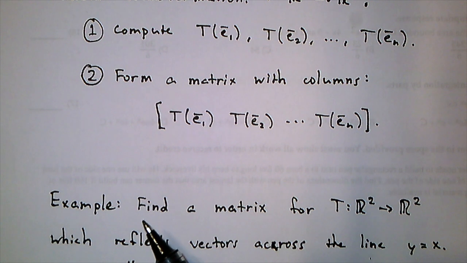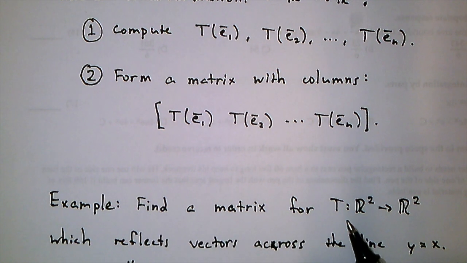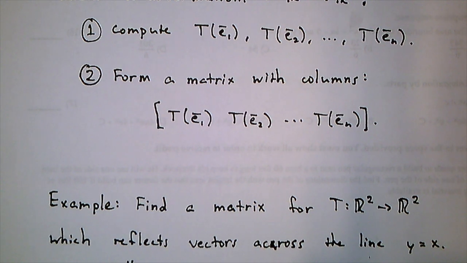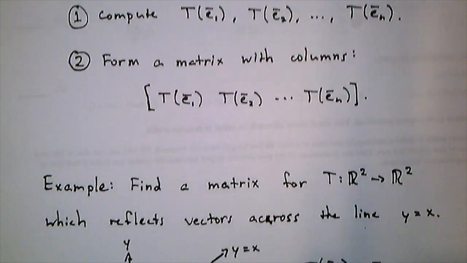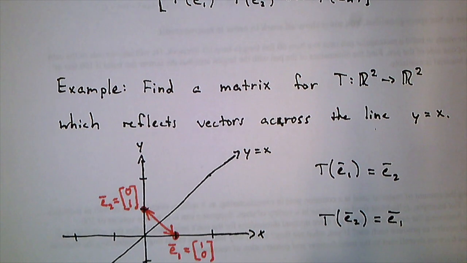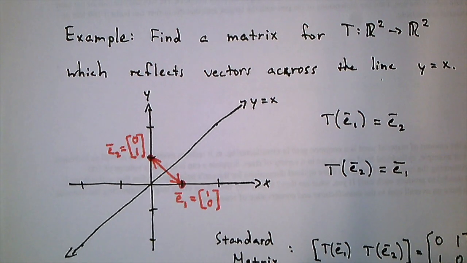Now let's actually compute one. I want to find a matrix for this transformation, and this is a transformation of the plane from R2 to R2, which reflects vectors across the line y equals x. In order to do this, we'll want to take a look at a picture of what's going on.